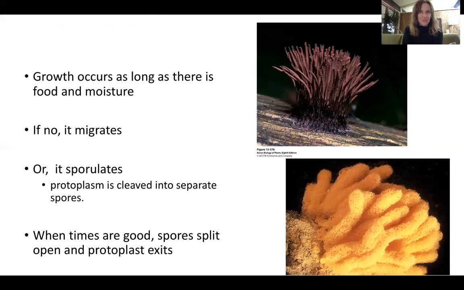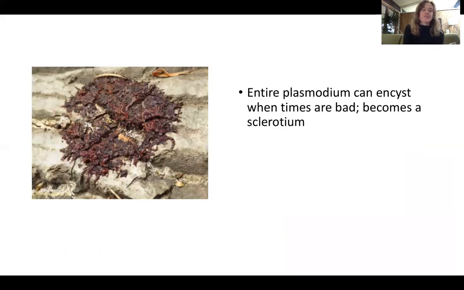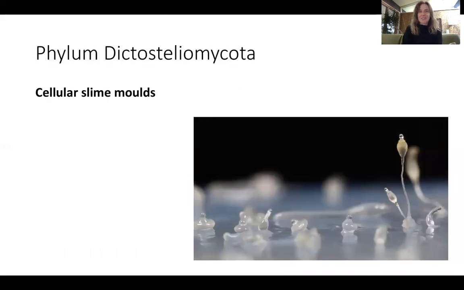Really kind of simple organism, but it's so beautiful. Now, sometimes when conditions are rough, really quickly, it doesn't have time to sporulate, so it becomes a sclerotium. And a sclerotium really looks like dog vomit. Sometimes you see this on the forest floor. It just dries up, and when it gets wet again, it'll start growing again. So, kind of simple organisms.